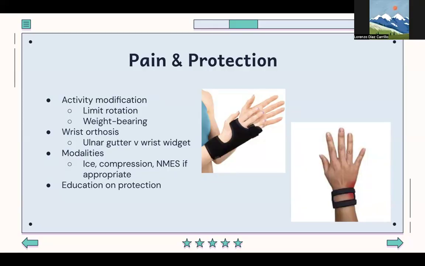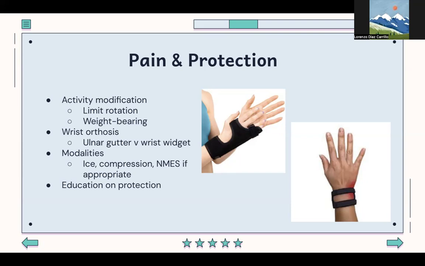The image on the left is the ulnar gutter splint. This one's a prefabricated version. However, you can always make a custom one with thermoplastic. On the right is a wrist widget, which I provided an article about, so you can read more and dive into that rabbit hole.